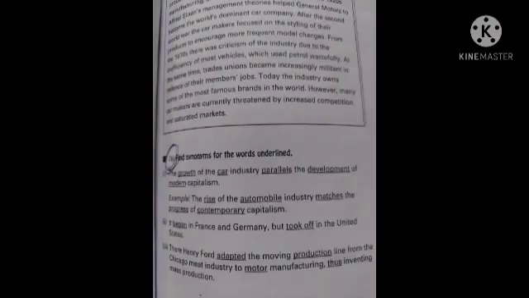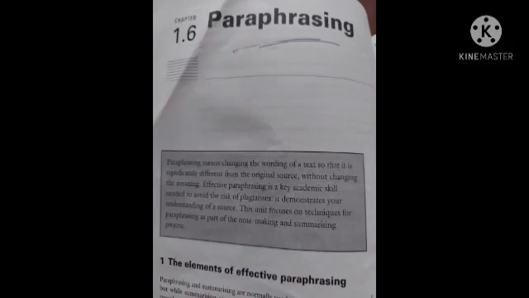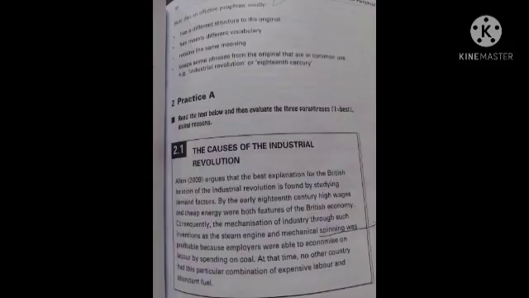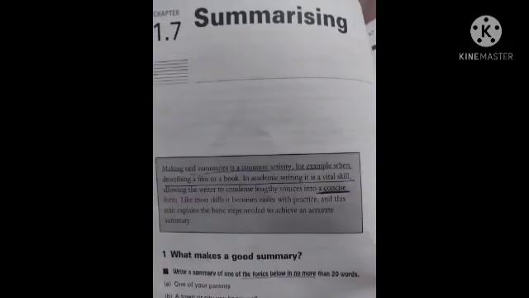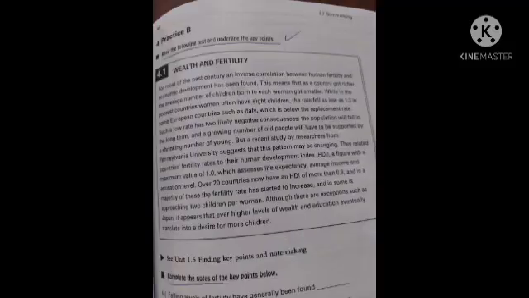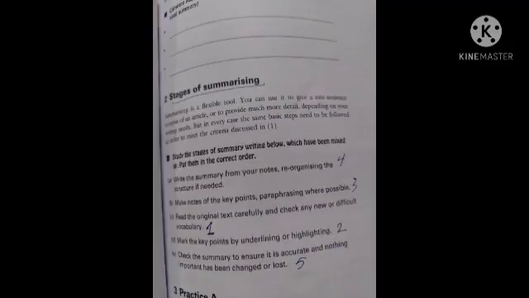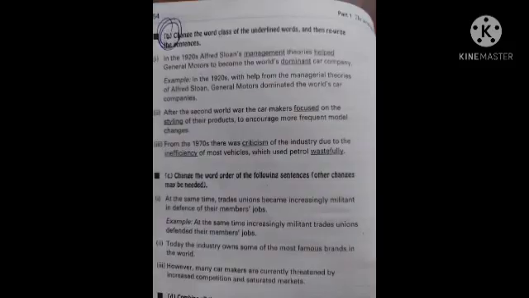C, changing word order. We have a very good example. The best explanation for the British location of the Industrial Revolution is found by studying demand factors. And we can change the order of the words, so we can just start our sentence with a focus on demand may help explain the UK origin of the Industrial Revolution.